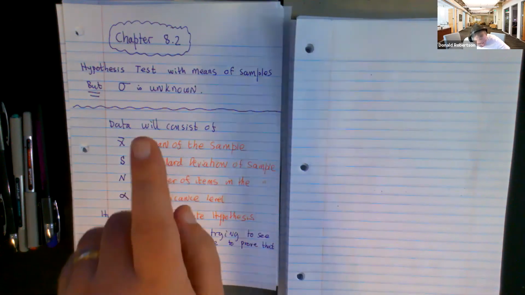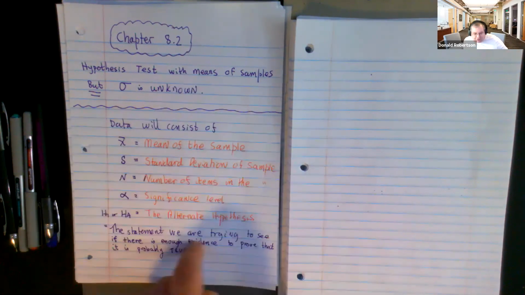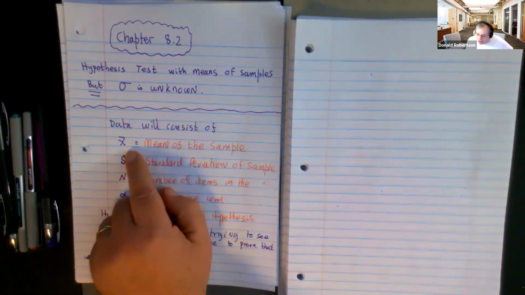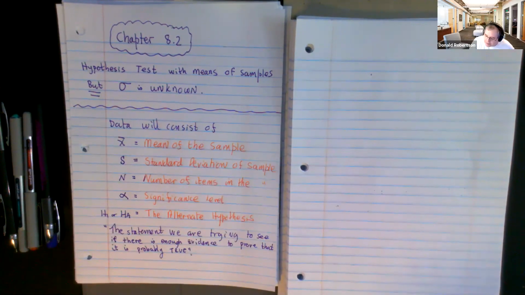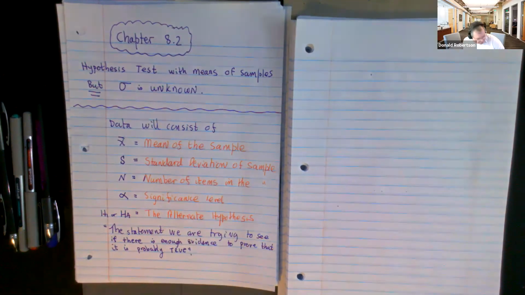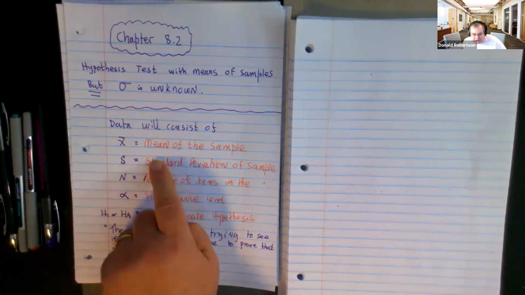So you're going to get a story, but in this story, it's going to tell you all these things in whatever order it decides. You're going to have an X-bar. They're going to tell you the mean of the sample. There's going to be a guy called S, the standard deviation of the sample.